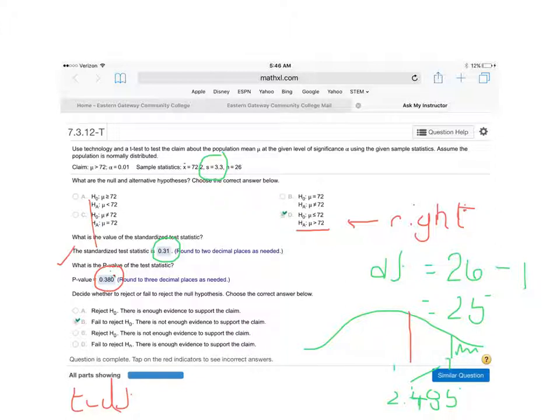Now, clearly, P is not low, so we do not reject the H-naught, which is why option B is the correct answer. We fail to reject the H-naught. There is not enough evidence to support the claim. Remember, we have enough evidence when we reject. We do not have enough evidence when we fail to reject.